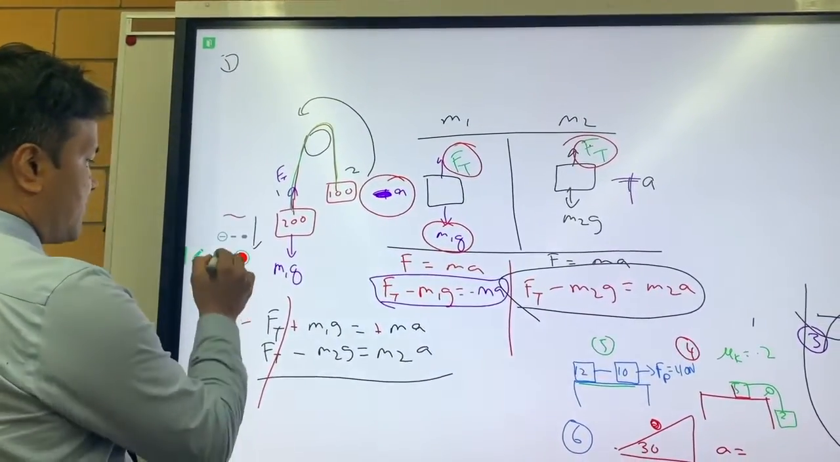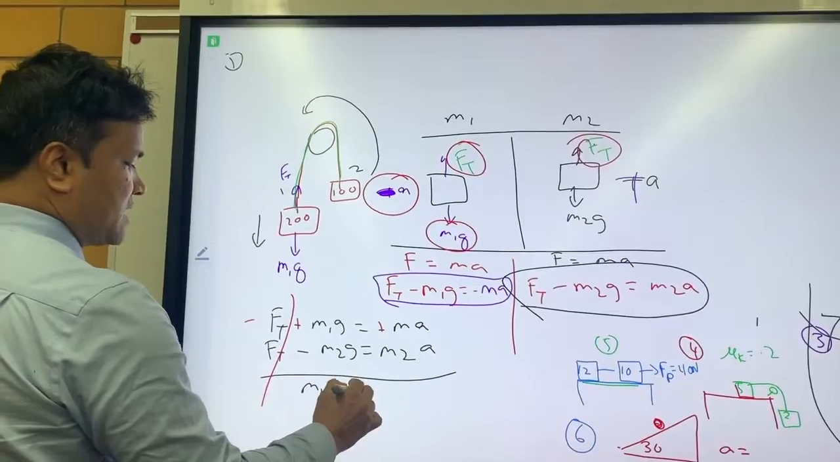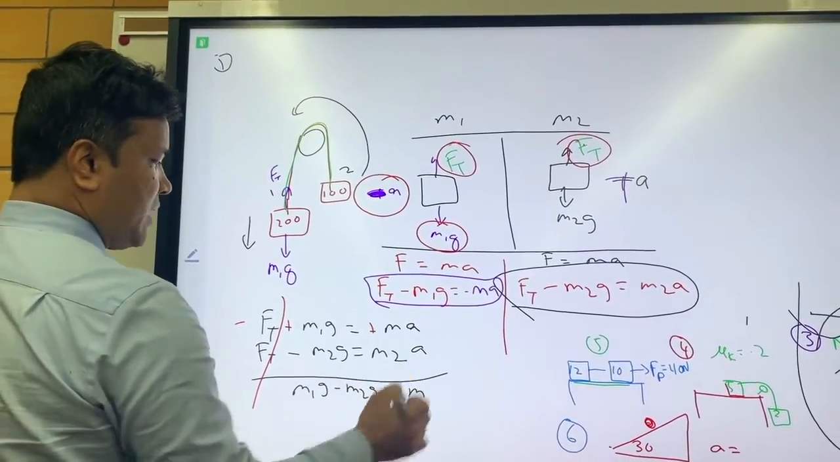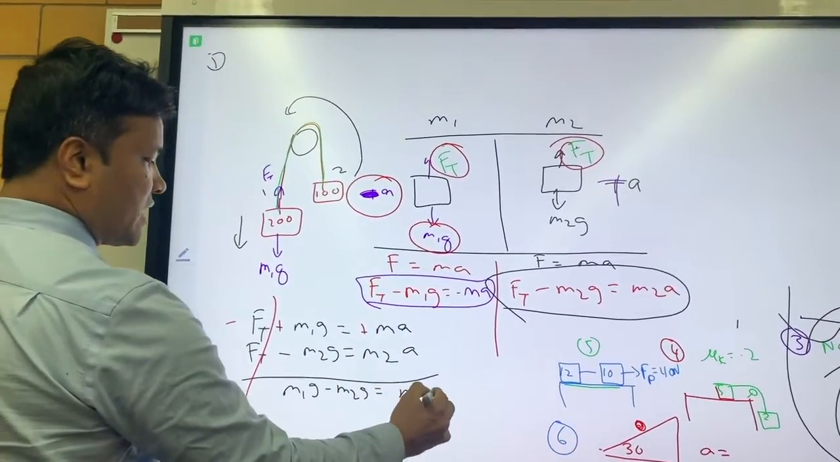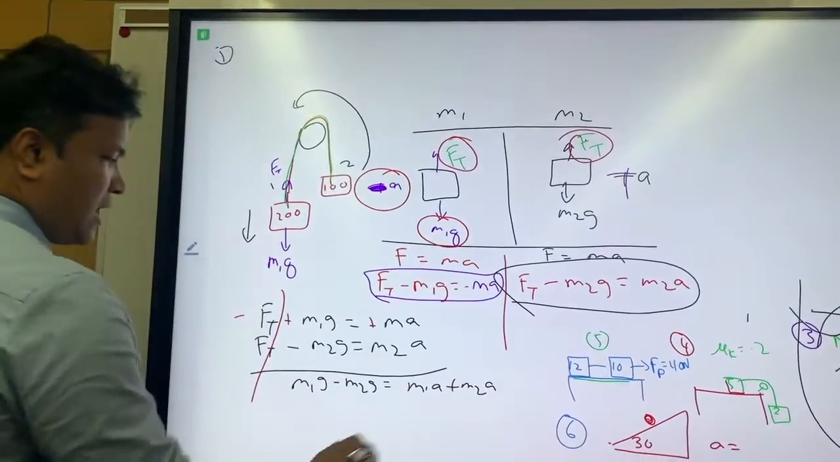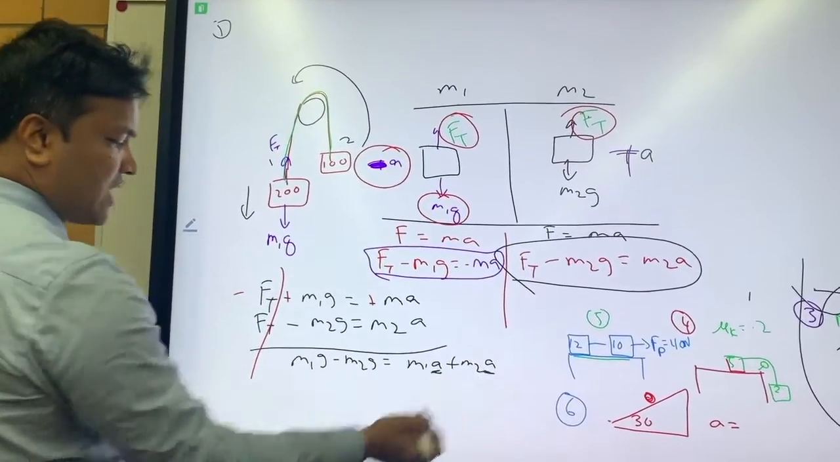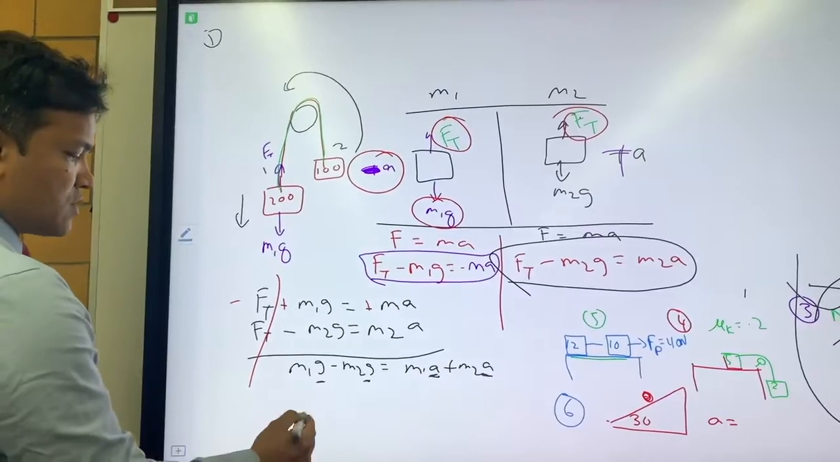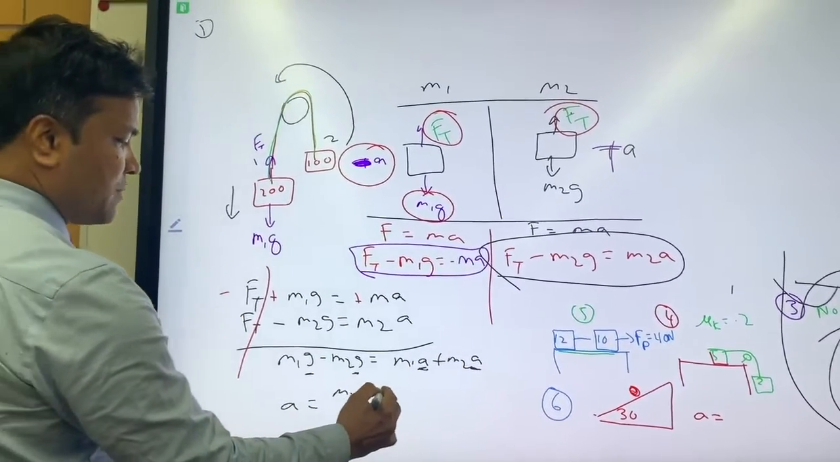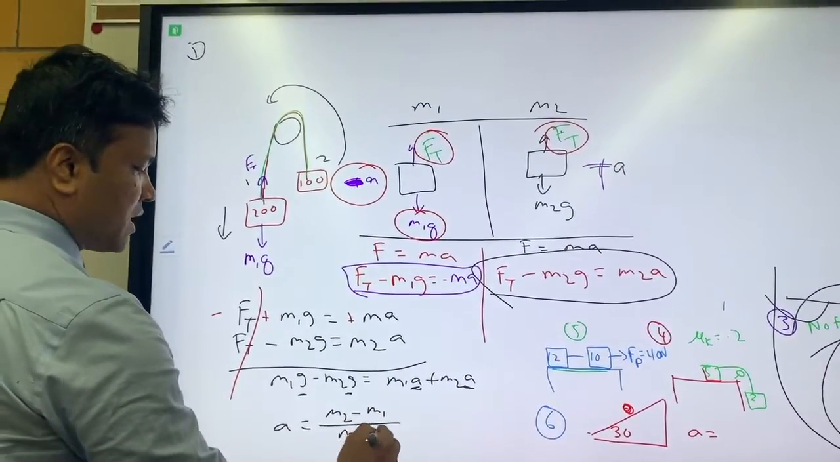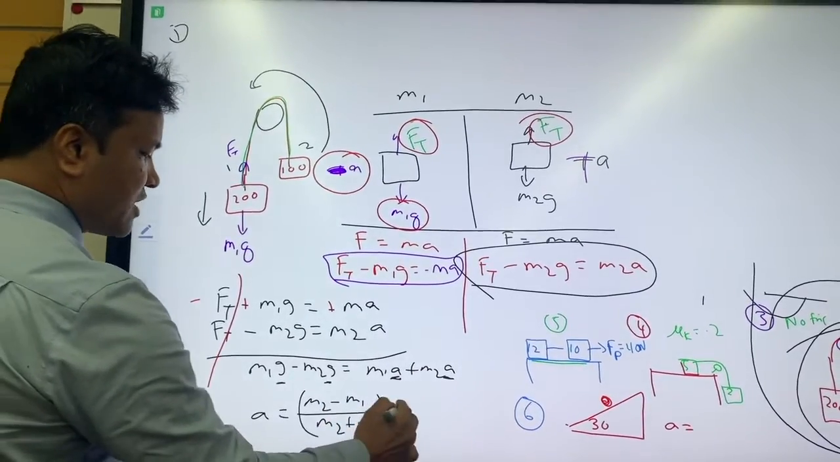So I have m1g minus m2g is equal to m1a plus m2a. So basically I can take a common factor. So a is equal to m2 minus m1 over m2 plus m1 times g.